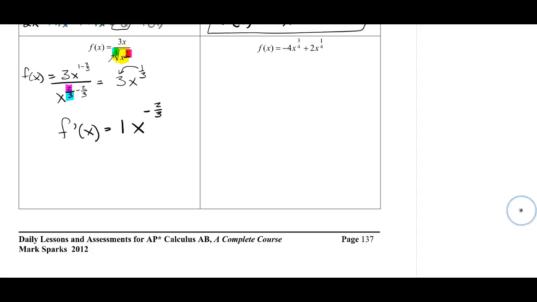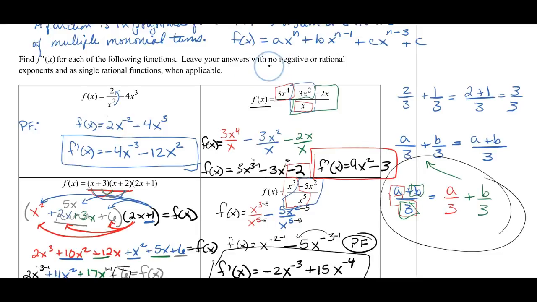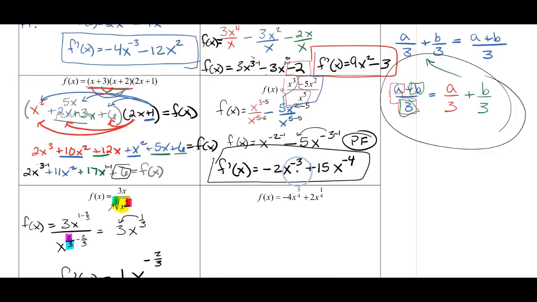Now if we go back to the instructions at the top of this page, we were told to leave our answers with no negative or rational exponents. Here we're referring to fractional. Technically whole numbers are also rational, but it's the fractional we have a problem with. No negative exponents, no fractional exponents, and as a single rational function. Now I missed this when we worked this problem right here, we had negative exponents, and so we should have moved those x's to the denominator and combined over a single denominator. We'll go ahead and do that real quick.